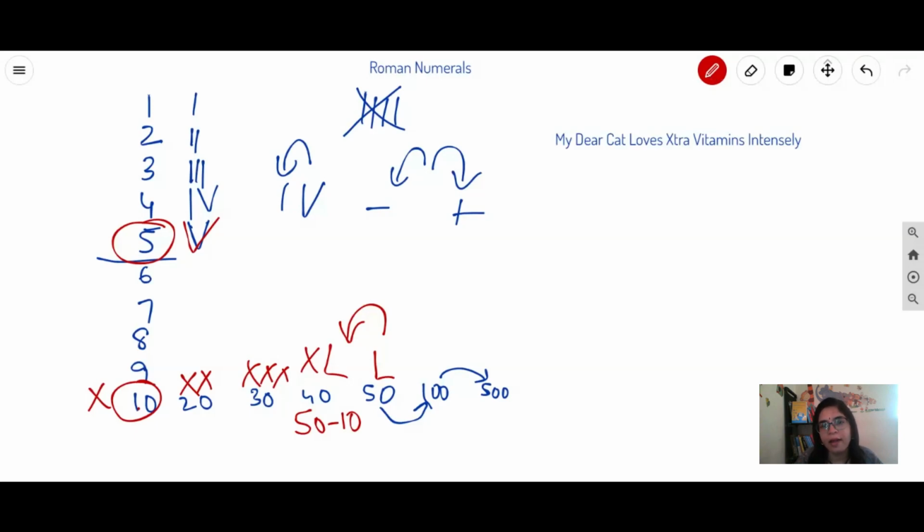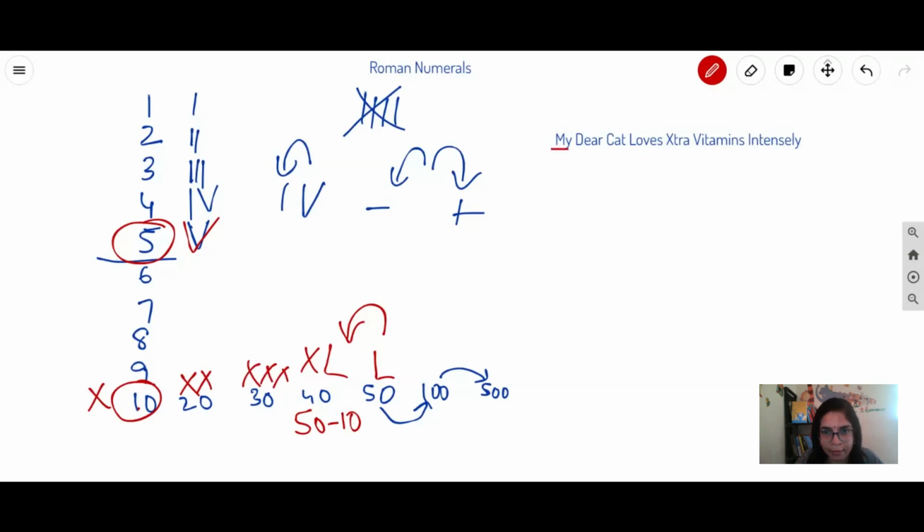For that, we will remember it using an acronym. How do we remember things? We use sentences and words which we can remember, and that makes our life easy to remember many things. So, for that, we have to remember this sentence: My dear cat loves extra vitamins intensely.